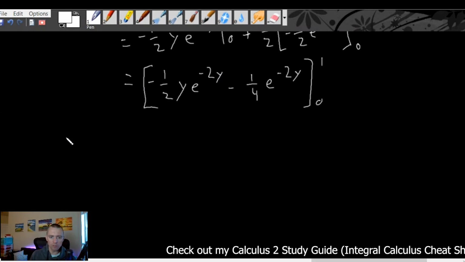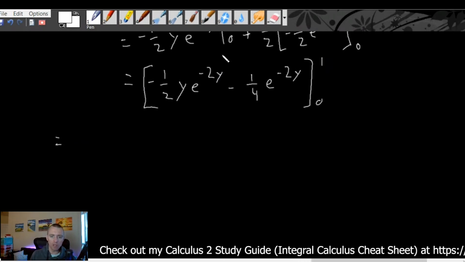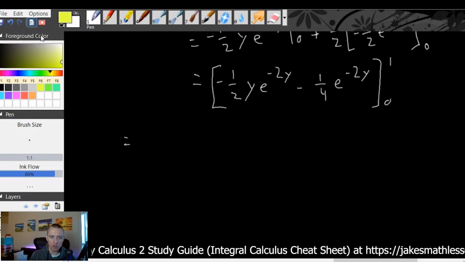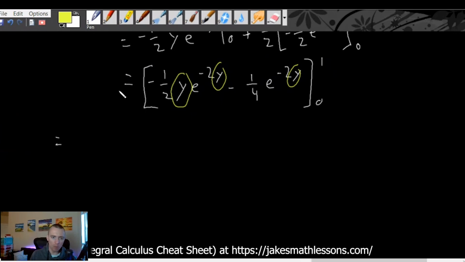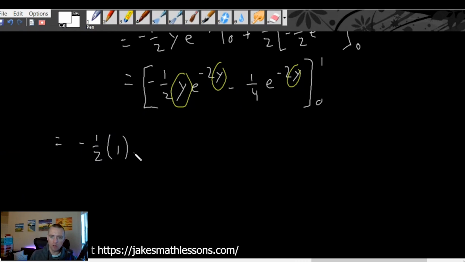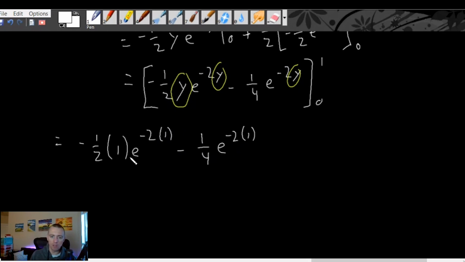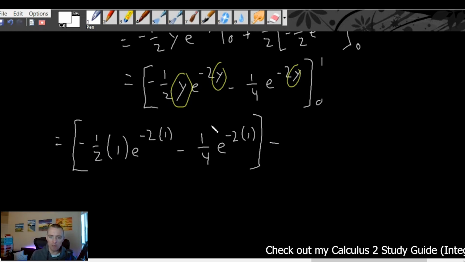So now all we have to do to evaluate this from 0 to 1 is first plug in our upper bound. So just go into our equation here, and wherever we see our variable, which is y, we're going to replace it with our upper bound. So negative 1/2 times 1 e to the negative 2 times 1 minus 1/4 e to the negative 2 times 1. Okay, so that's what we get just from plugging in our upper bound. Now it is very important. You need to put parentheses around this whole thing. And then what we're going to do is go into this whole thing again and replace all of our y's with our lower bound. So this is what we get evaluating at 1.